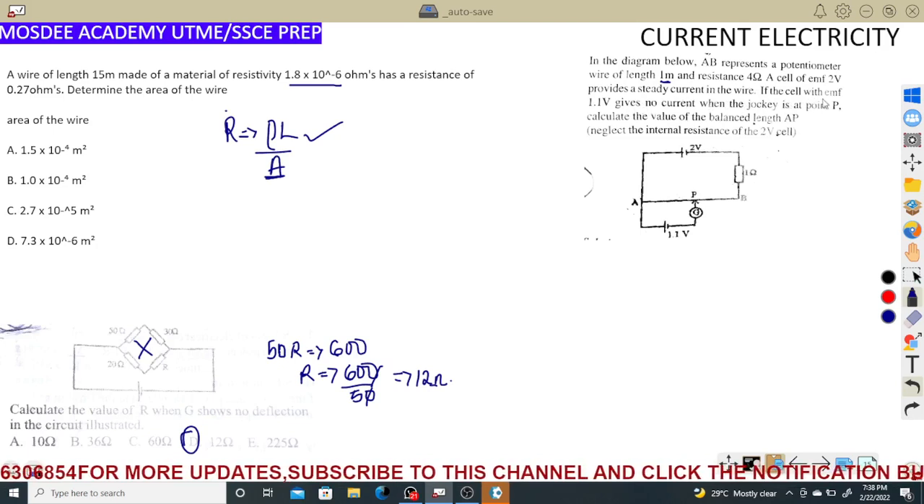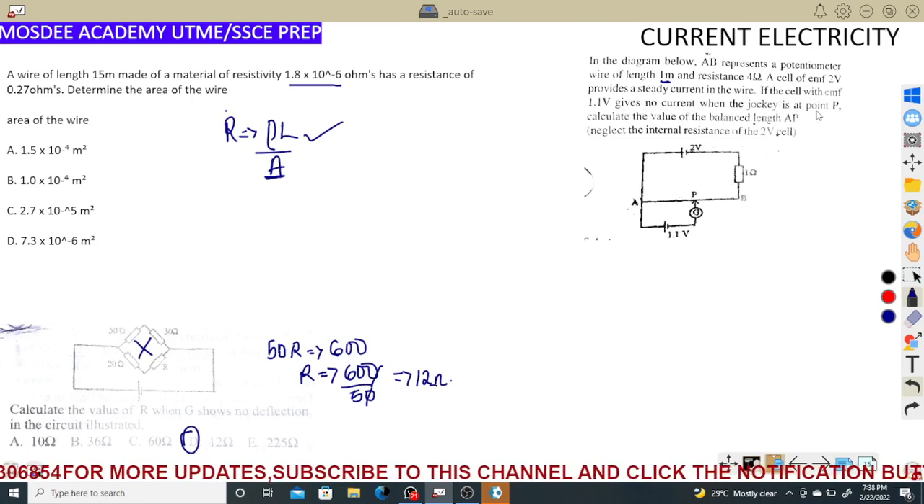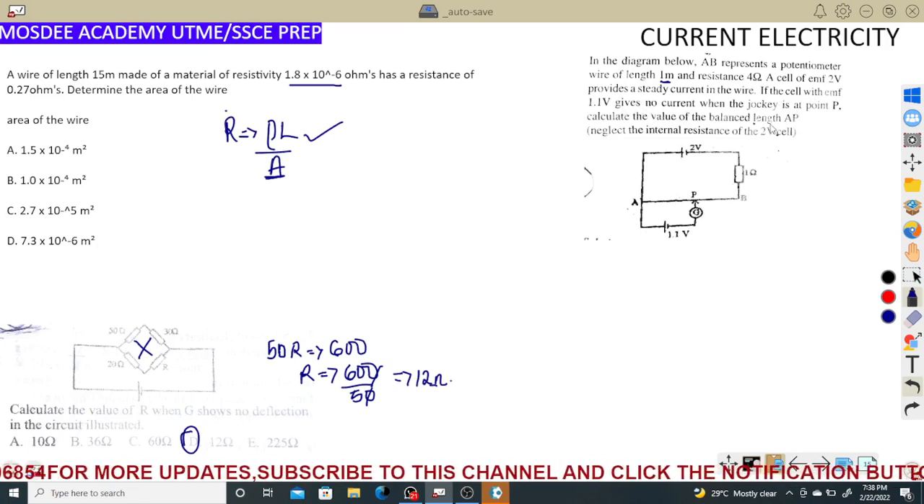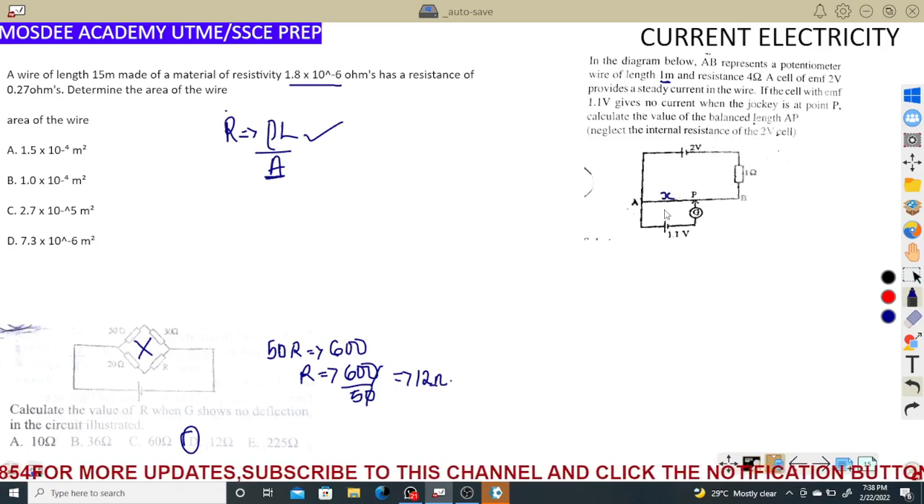If the cell with EMF 1.14 gives no current when the jockey is at the point P, this is the jockey. Okay, fine. Calculate the value of the balanced length AP. We are looking for this length AP. I just call it S there.